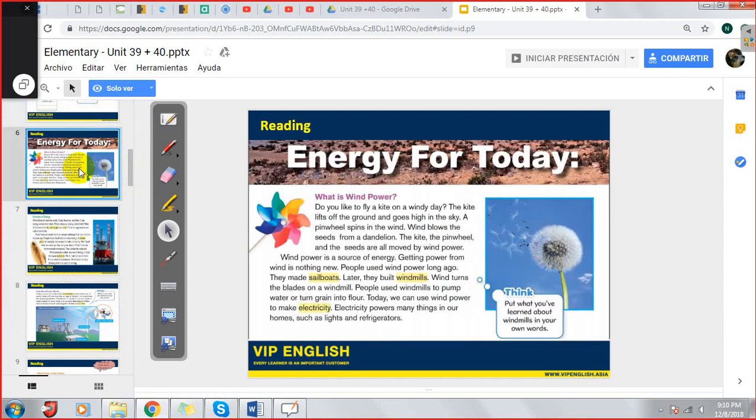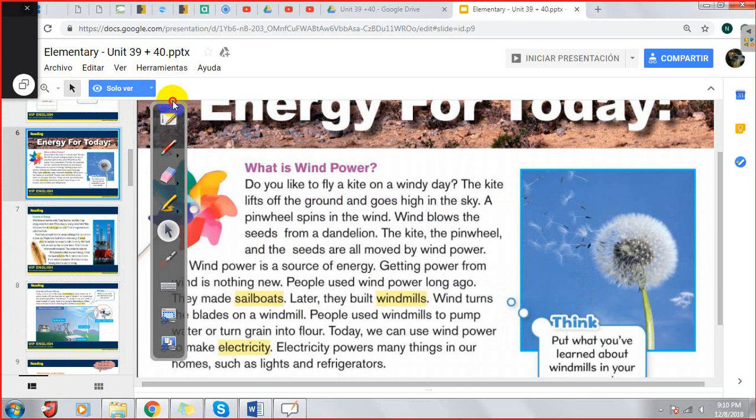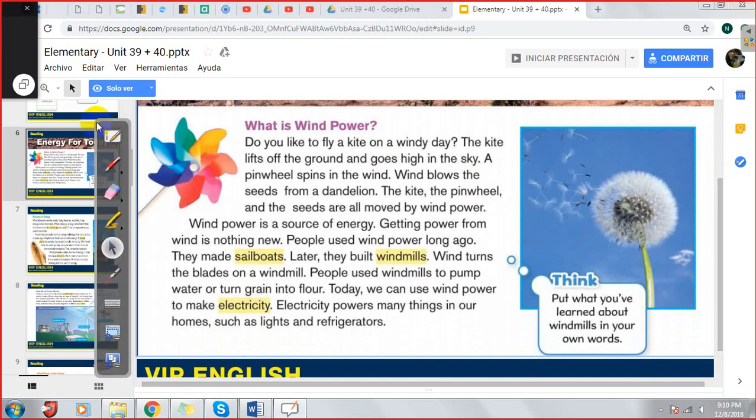No. Okay, reading: Energy for Today. Here, I'm going to make it a little bigger. There you go. You can start reading whenever you're ready. Did we read this before? I'm sorry, can you repeat that? Have we read it before? No, you can read it yourself.